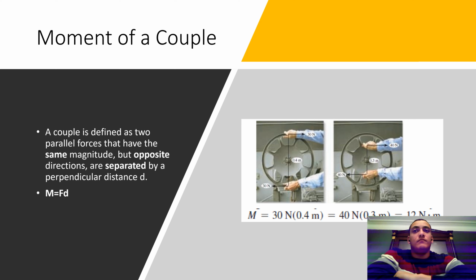Moment of a couple. A couple is defined as two parallel forces that have the same magnitude but opposite directions and are separated by a perpendicular distance d. M equals Fd. As you can see in the example I provided, there is a guy holding a wheel from a distance of 0.4 meters with the same force of 30 newtons and 30 newtons. And in the other example, the distance is 0.3, but the force has increased to 40 newtons, and they both exert the same 12 Newton meters.